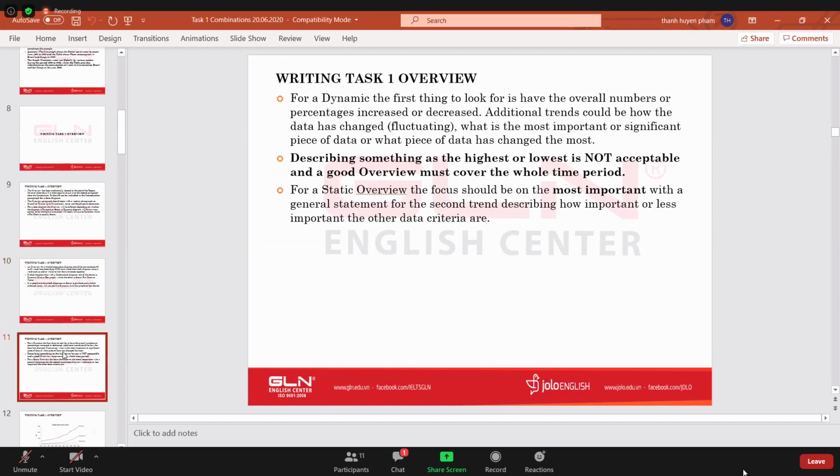So for a dynamic diagram, the first thing to look for is have the overall numbers or percentages increased or decreased. Additional trends could be how the data has changed. So is it fluctuating? What is the most important or significant piece of data, or what piece of data has changed the most? Describing something as the highest or lowest is not acceptable in a good overview.